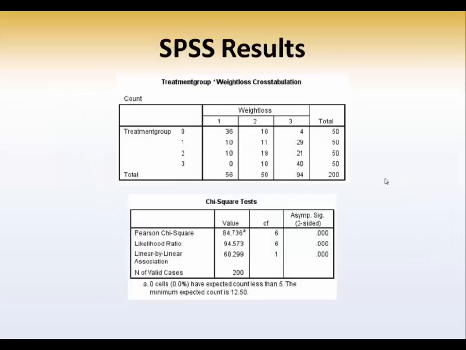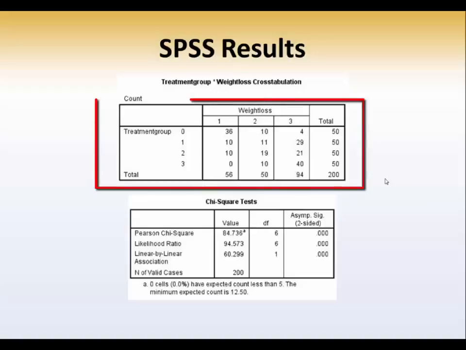Here are the results. The box on top is basically our contingency table, and we see how the people distribute themselves among the 2 variables. Notice there are 200 people, 50 in each group. There were 94 people who were a 3 on the outcome measure. They lost greater than 5% of their initial body weight. There were 56 people who lost no weight or in fact gained weight.